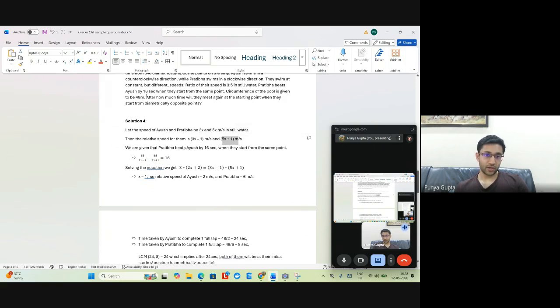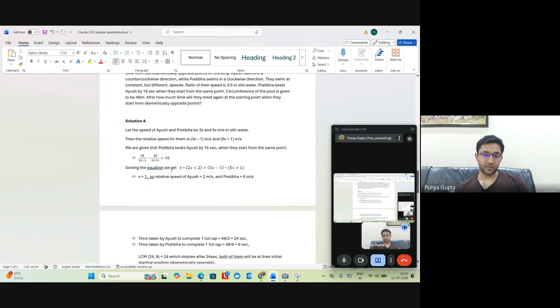Now, just using this equation that Pratibha beats Ayush by 16 seconds. So time taken by Pratibha to complete one lap is 16 seconds less than the time taken by Ayush. So 48 upon 3x minus 1 is the time taken by Ayush to complete one lap of the pool, and 48 upon 5x plus 1 is the time taken by Pratibha. And this difference comes out to be 16.